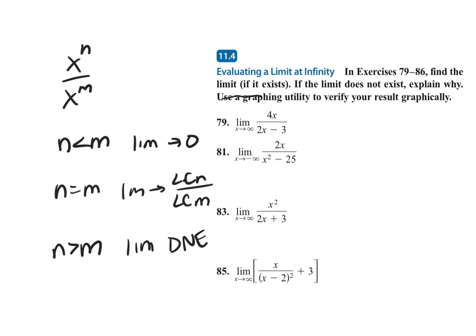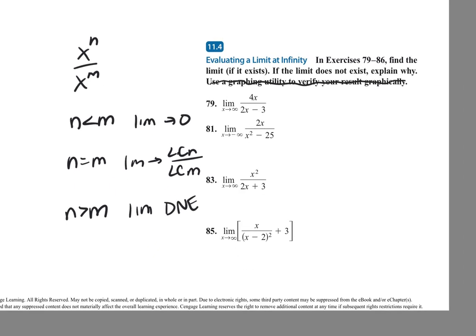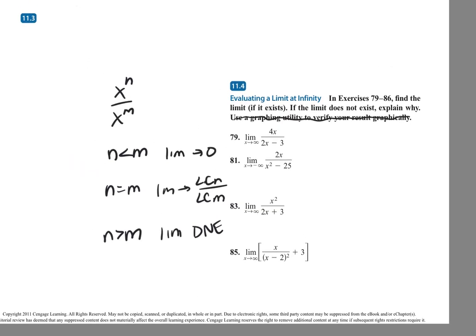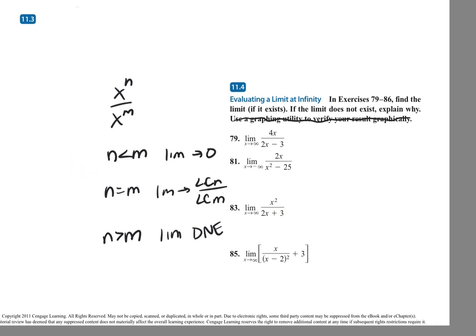This says use a graphing utility to verify. You wouldn't have a graphing utility there. Still good on that one? That one's just a number, right? Yeah, it's just a value. It could be a fraction or a whole number, but it will just be the value.